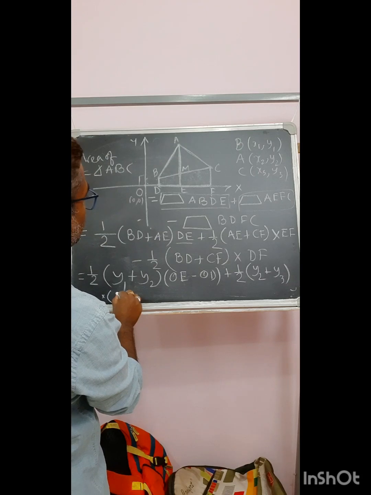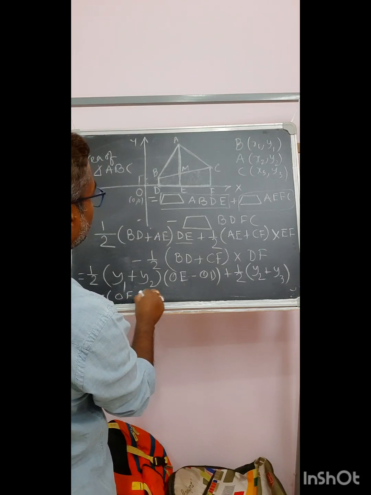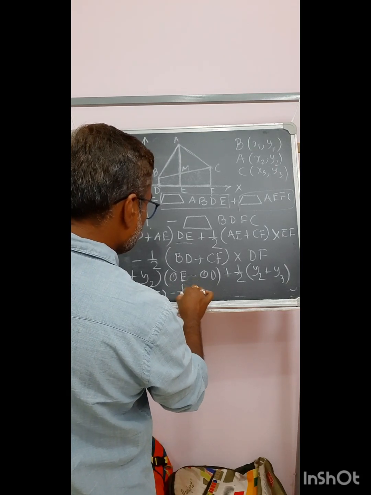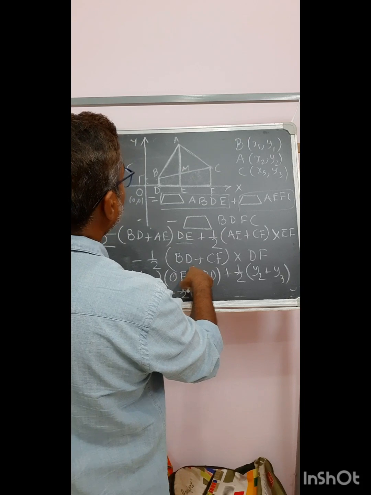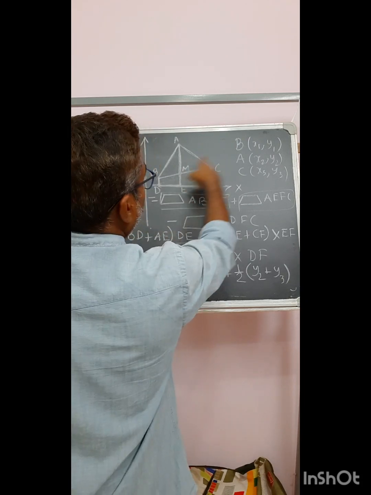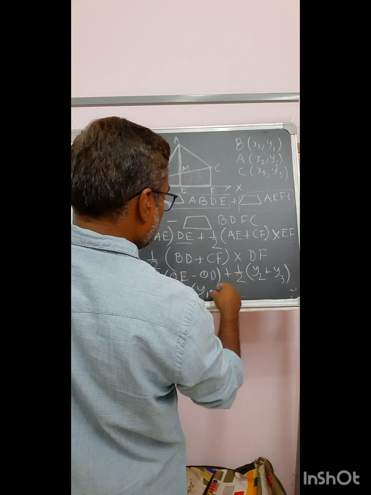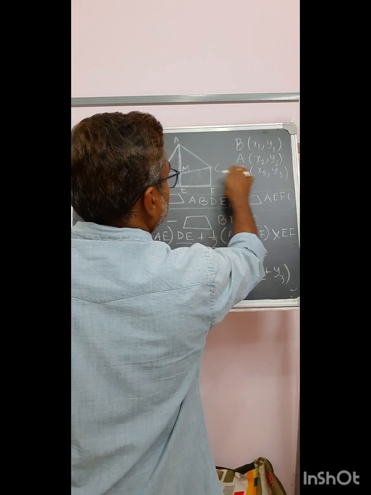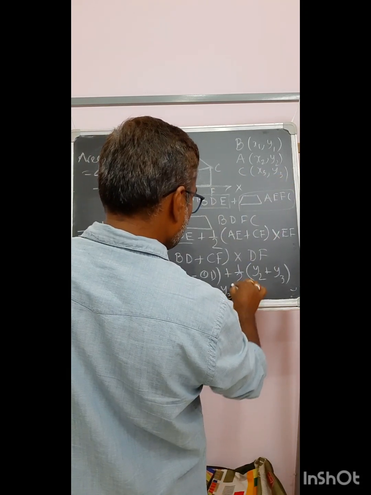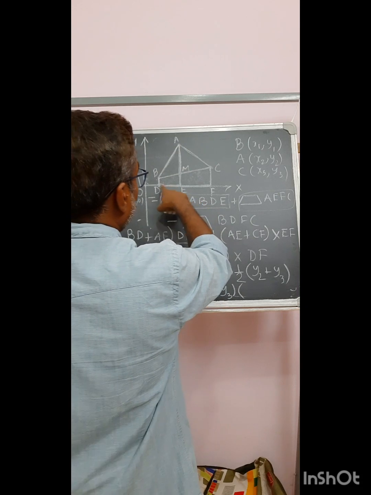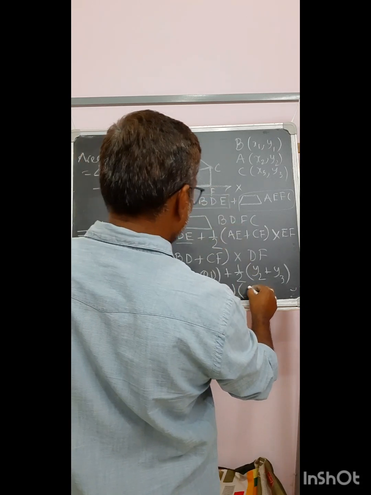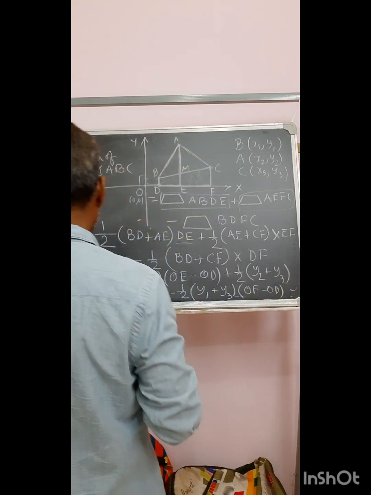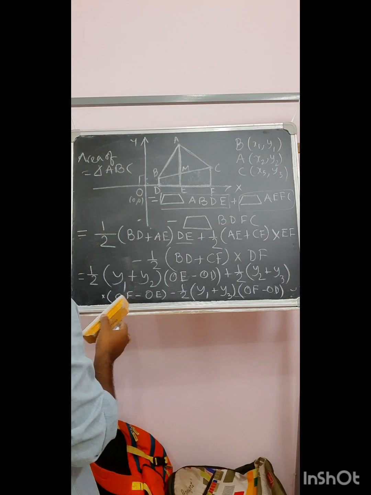So EF is nothing but OF minus OE. Now coming to the third part, that is equal to half into BD. BD is equal to B axis is y1 plus CF. CF is C y3, and this part is equal to DF. DF is nothing but OF minus OD.